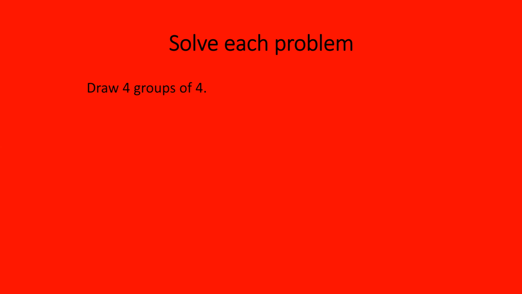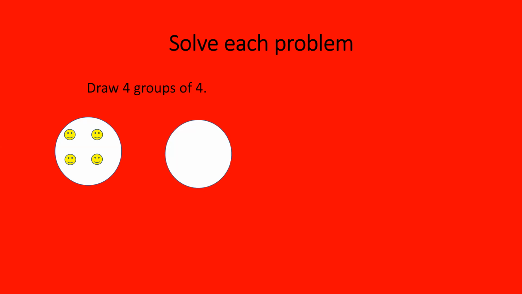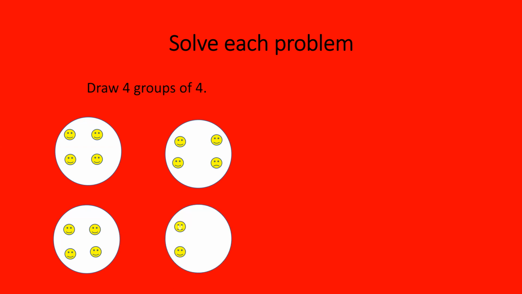Awesome. Here's my picture of 4 groups of 4. I have 1, 2, 3, 4. I have one group. I have 2 groups, 3 groups, 4 groups. I have 4 groups of 4 smiley faces. So my multiplication sentence would be 4 times 4 equals 16. All right, let's move on to the next problem.